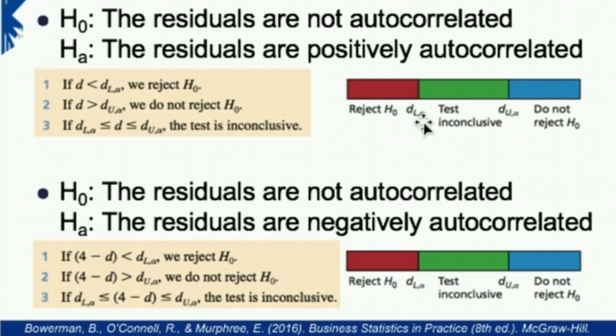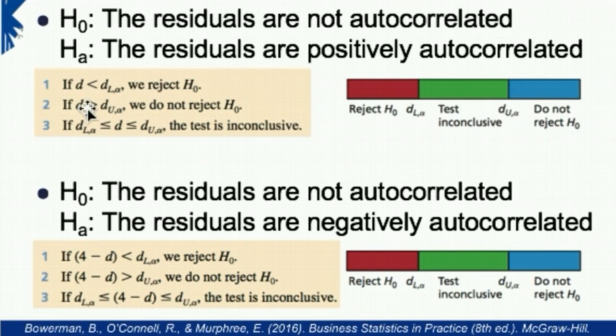Furthermore, you also need the value of alpha to determine the value for the DL alpha and DU alpha, which should be compared to the test statistic D. Now, if the D is less than the lower value, that's DL alpha, then we reject the null hypothesis, which means that the residuals are positively autocorrelated.